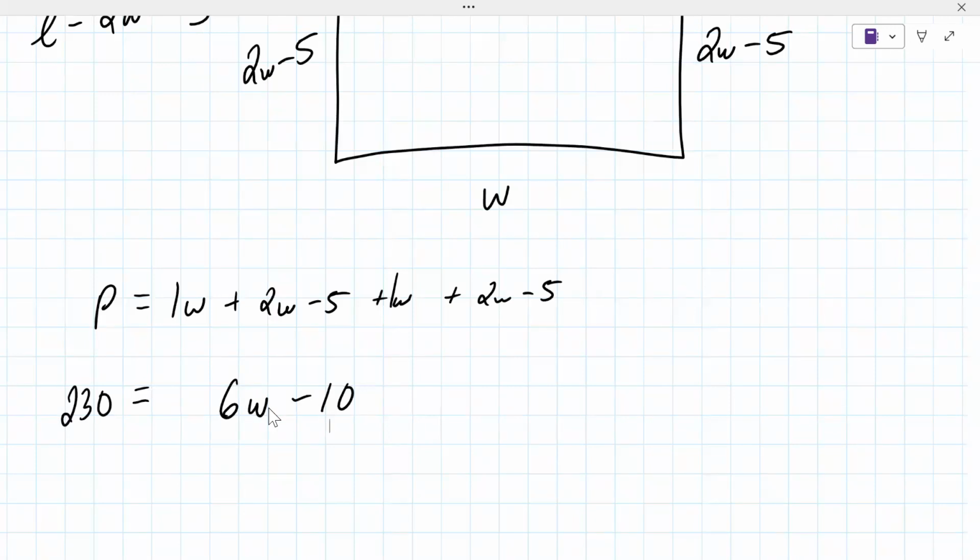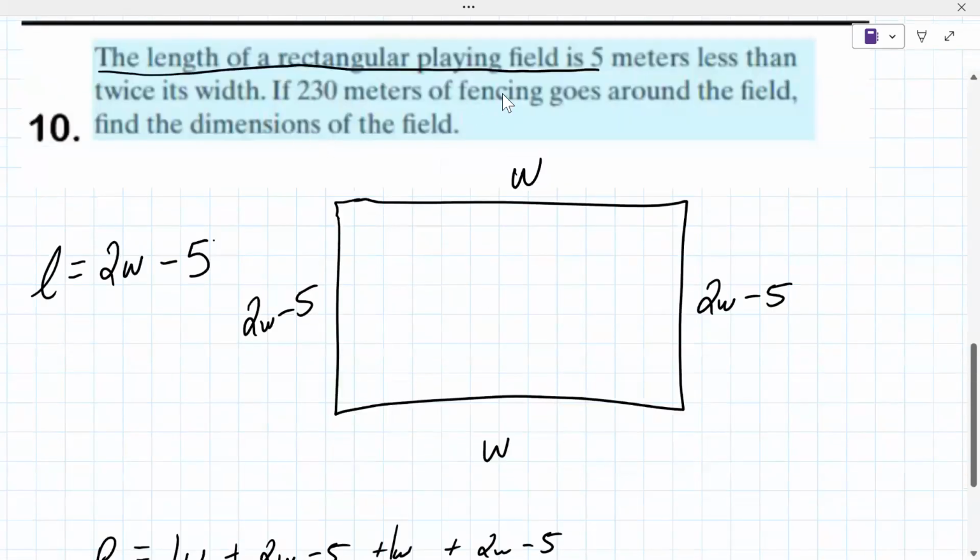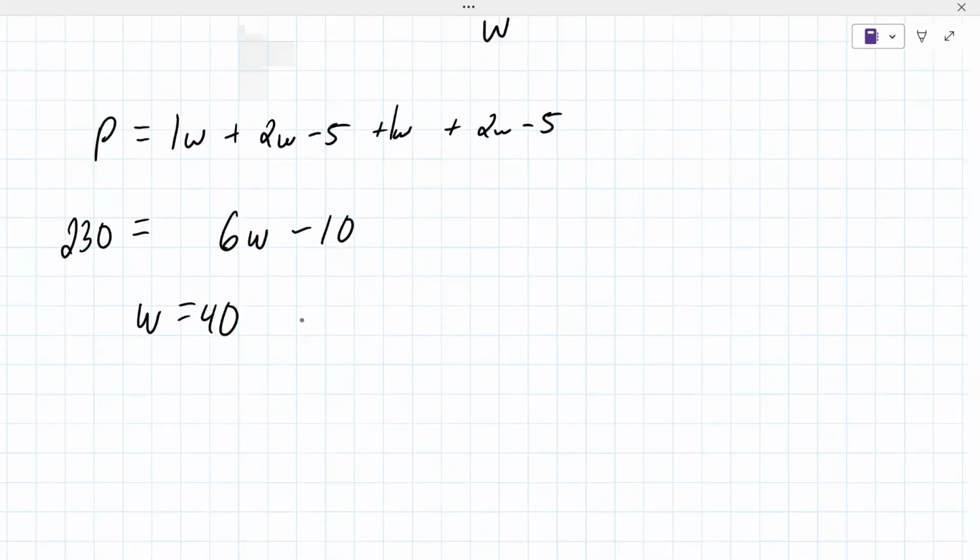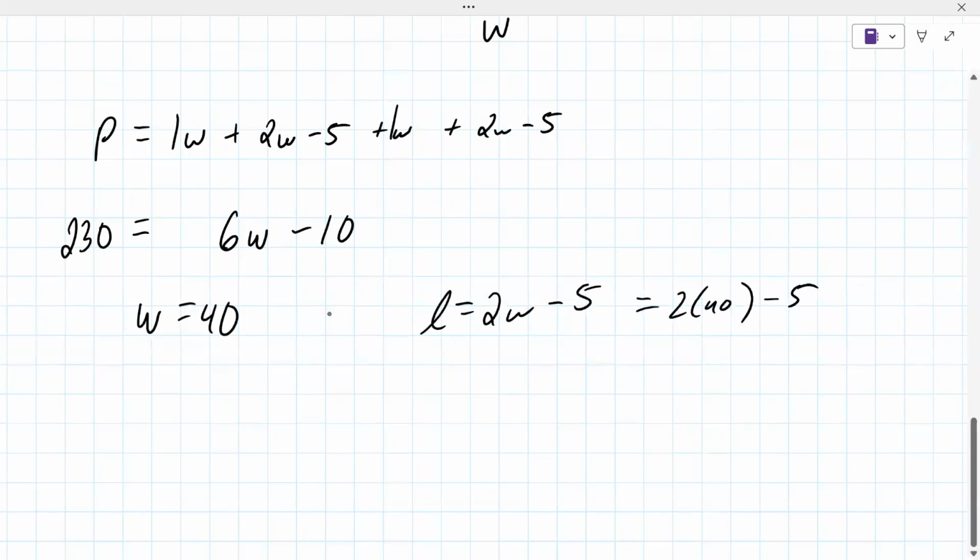Is it W equals 40? W equals 40, but that's only part of the answer because you have to give both dimensions. Dimensions means both the length and the width. So you might say the width is 40. The length is 2w minus 5, which is 2 times 40 minus 5, or 75.